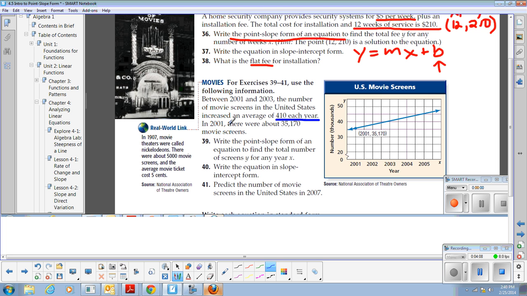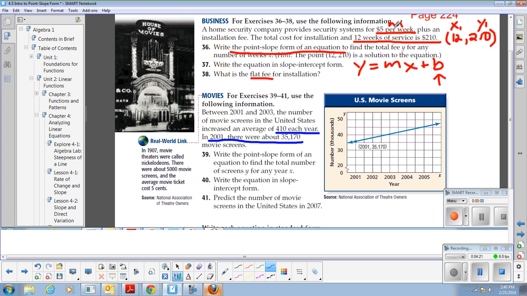In 2001, there were about 35,170. Notice these two go together, and I'm trying to drop a big hint for you here. These two go together, 410 each year. Like, look back at the wording I had up here. I said per week was M. These two went together. Notice what did I write over here?